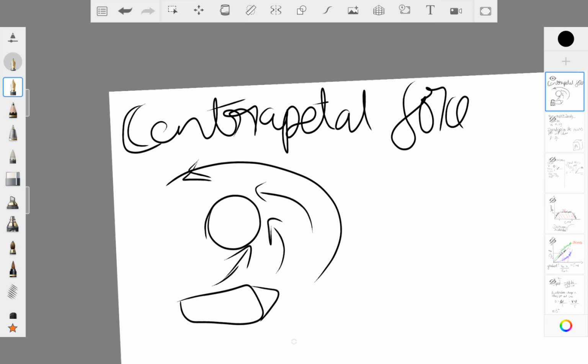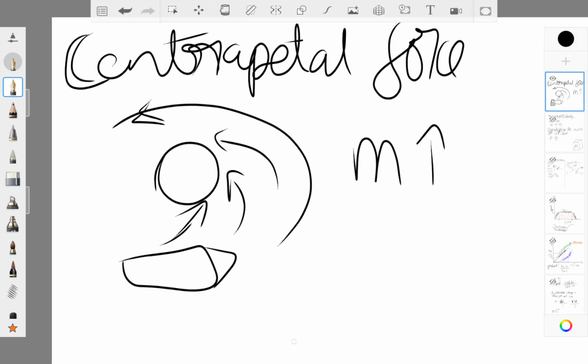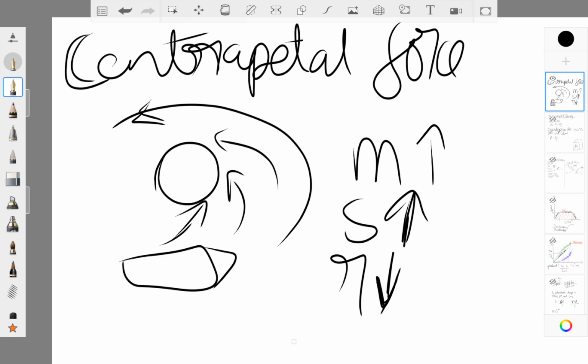Now, the centripetal force of a body can be increased if the mass increases, or if the speed of this body increases. Notice how I said speed and not velocity. That will be important later. Also, the centripetal force will increase if the radius decreases, because you're traveling a smaller distance.